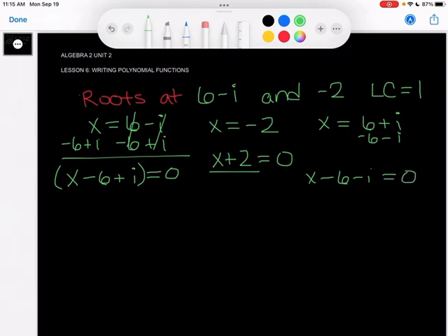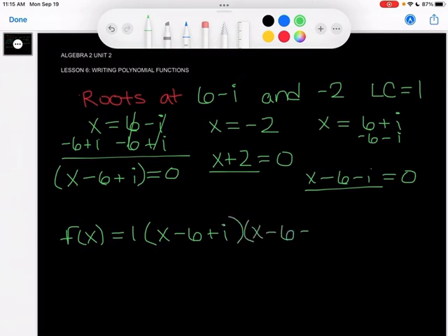So there's another factor. So to write this polynomial, the leading coefficient is 1. And then I'm going to put my conjugate pairs next to each other because they're much easier to multiply. Multiply the conjugate pairs first because a lot of stuff cancels out, and then you can multiply it by the x plus 2.